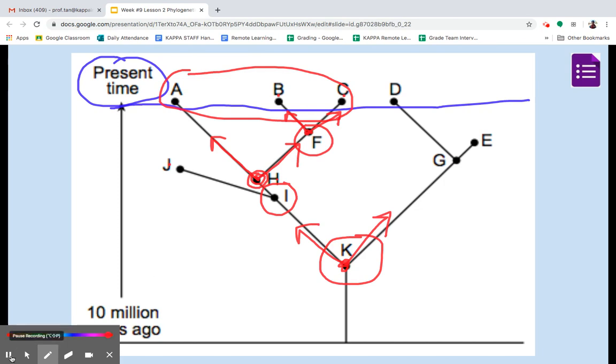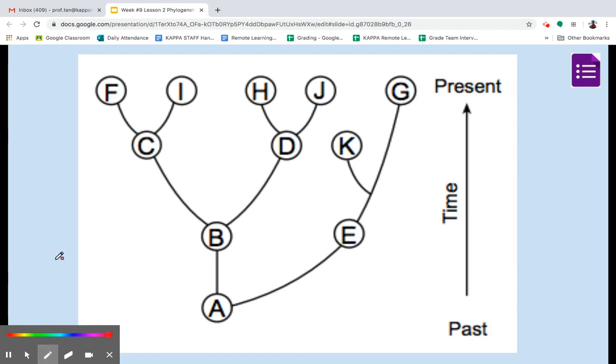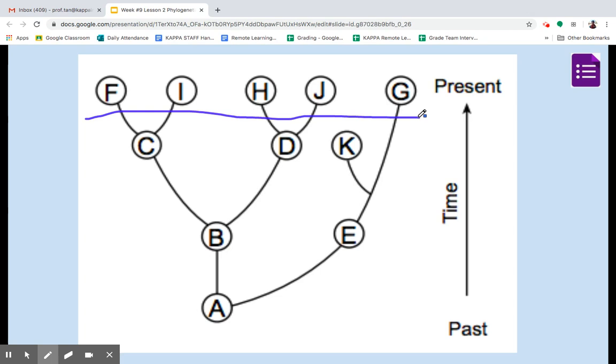Let's look at one more example. All right, here's another way that evolutionary trees can be depicted or shown. Again, same information, it's just drawn a little bit differently. So we have our timeline. Any species that's underneath the present line is going to be extinct. Anything above the present line is going to be alive today. And if we're looking at species F and I, what's their common ancestor? Their common ancestor would be C.